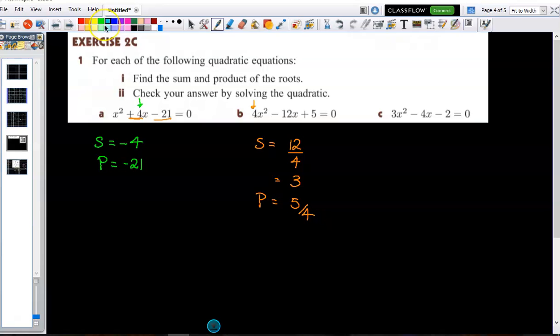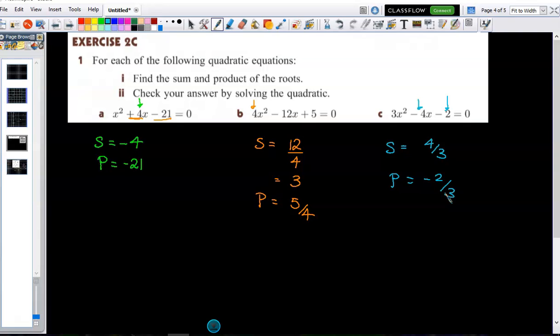No. Simple stuff. Okay, what about our sum over here? Again, reverse the sign, so it's positive 4 over 3. Product, do we reverse the sign? Good, we keep the sign. So it's minus 2 over 3. And we go, oh my God, this is so simple.